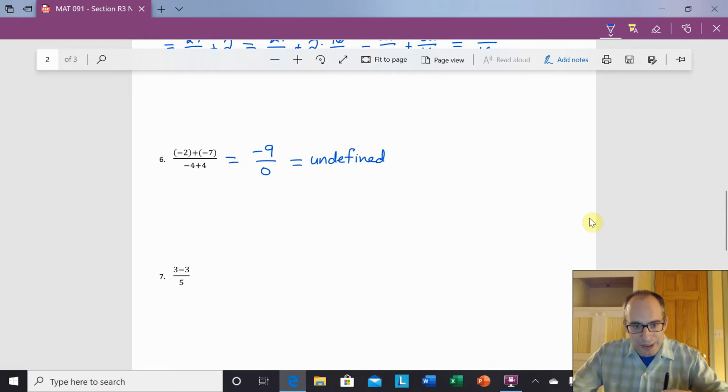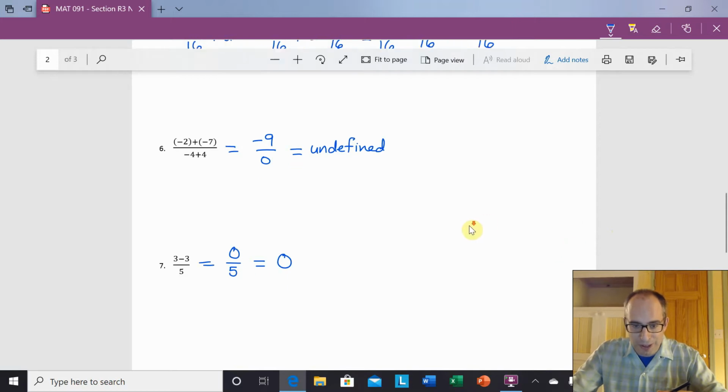7 is actually the easy one because you would get 0 over 5, since 3 minus 3 is 0, and then that's just 0. So 0 on the top's fine, right? Then you just get 0. 0 on the bottom's trouble. So that I figured was worth working into this a little bit.